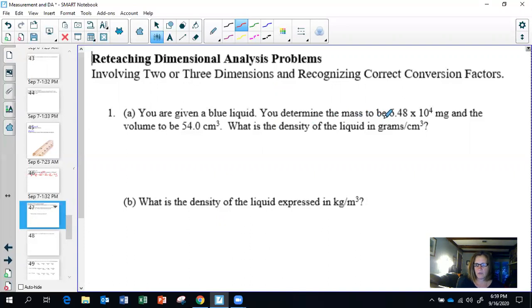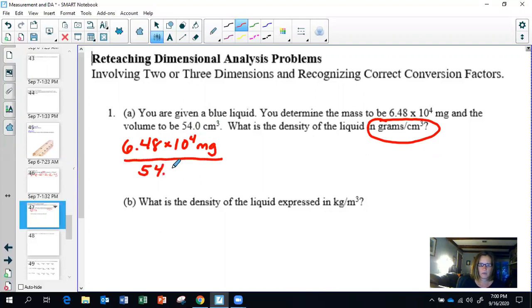Okay, so we are looking for an answer where grams are in the numerator and cubic centimeters are in the denominator. So we are going to start with the numbers given. The 6.48 times 10 to the 4 milligrams is my mass, and the volume of 54 cubic centimeters is my volume. That's going to go in the denominator if I'm trying to solve for a density. So I'm going to start with 6.48 times 10 to the 4 milligrams over 54.0 cubic centimeters. Great news, we already have cubic centimeters in our denominator. So the only thing we need to convert for this problem is milligrams, and we want to turn those into grams.